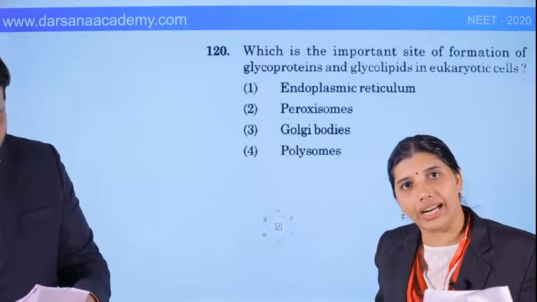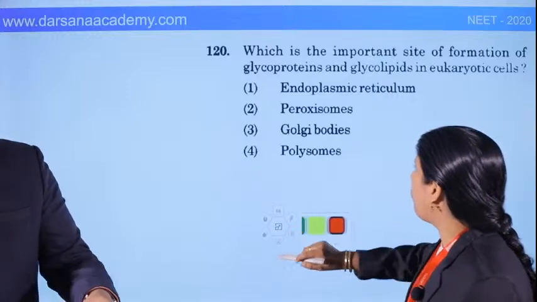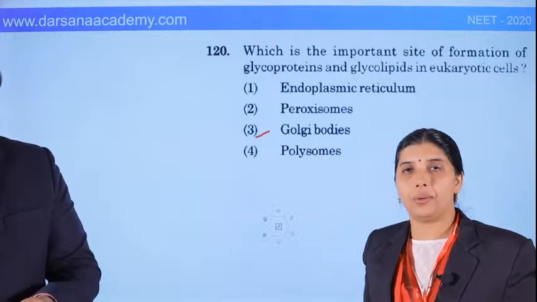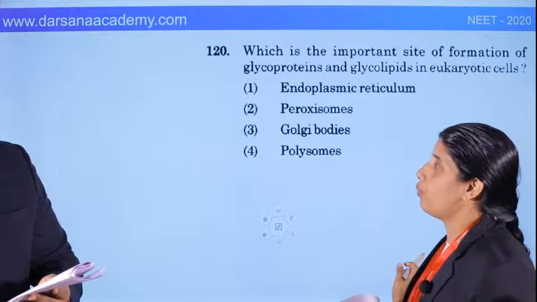What's the answer? Correct answer, direct answer. Yes, we can blindly bubble this option, right? Yes, Golgi body. The sentence we can see in the NCERT. So 3 is the correct answer for question number 120.